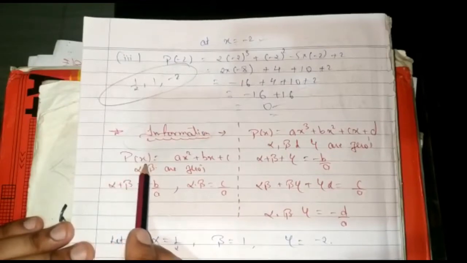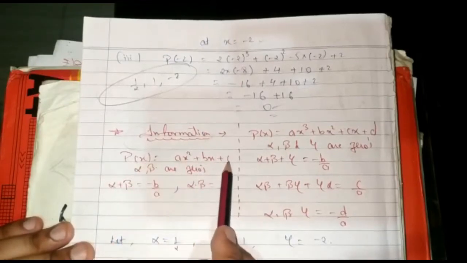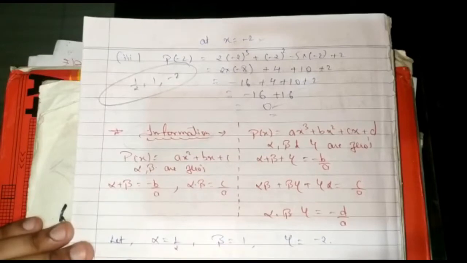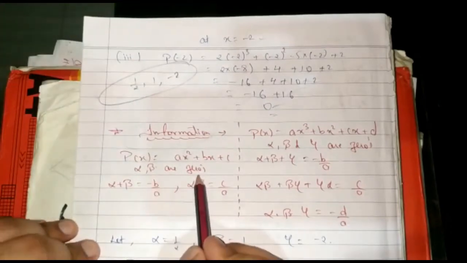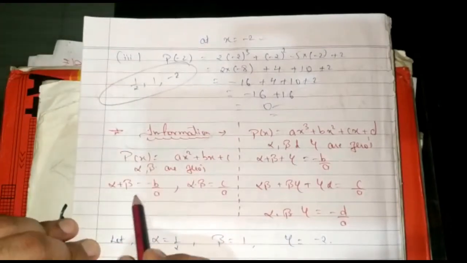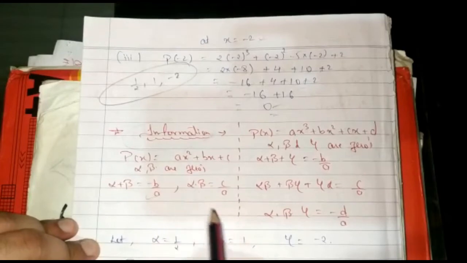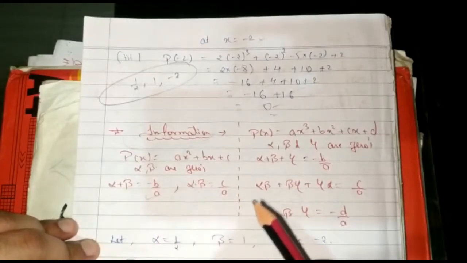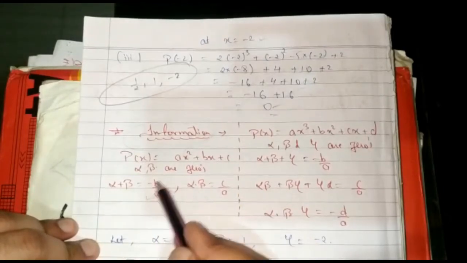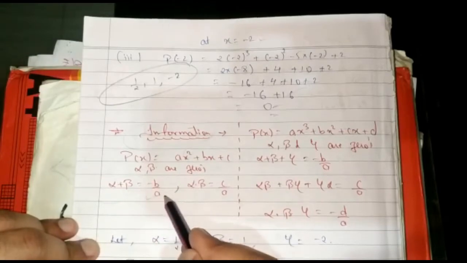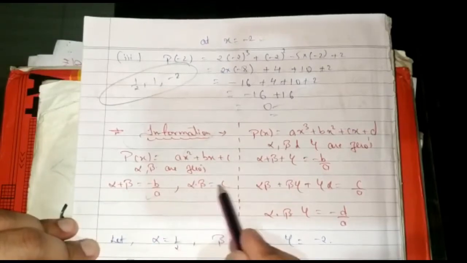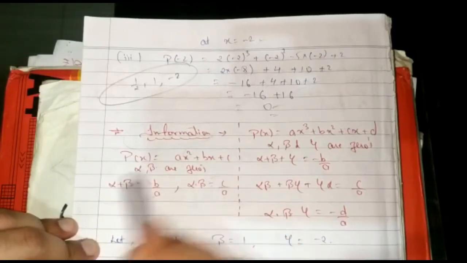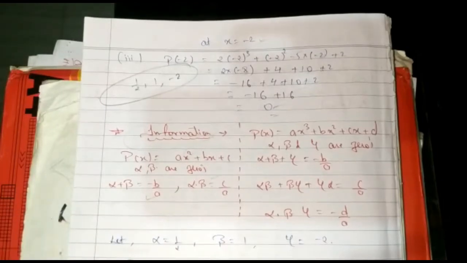So p of x is equal to ax square plus bx plus c. This is a quadratic polynomial, and quadratic polynomial means the highest power is 2. So we have two zeros in this polynomial, that is alpha and beta. We know that alpha plus beta equal to minus b by a is the condition through which we can verify that alpha and beta are the zeros of this polynomial, and alpha into beta will be c by a. So these are the conditions through which we can verify that alpha and beta are the zeros of the polynomial.